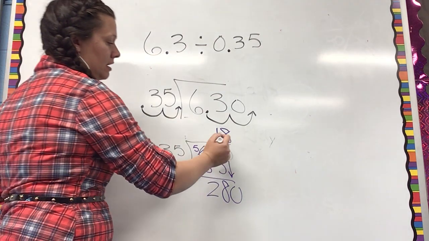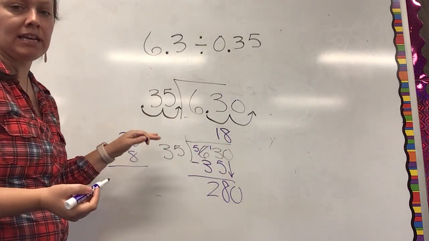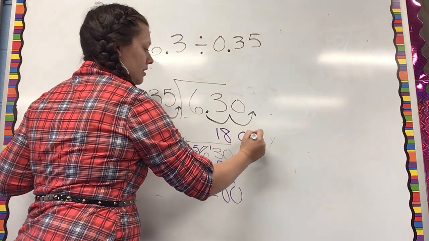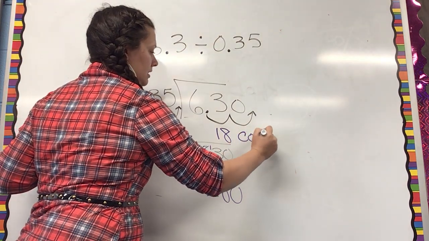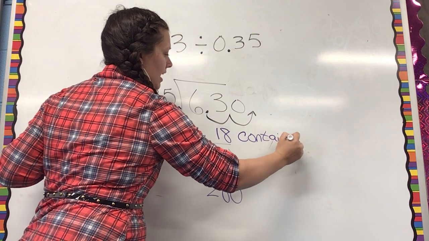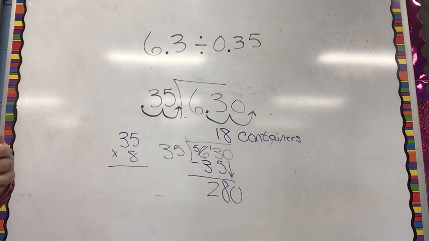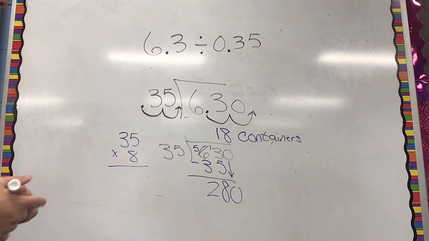Do I have anything remaining? No. So this 18 represents what? 18 what? Dollars. Nope, not dollars. I mean cents. Containers. So she has a total of 18 containers that she filled with these berries. But are they wanting to know how many containers she has? No. They want to know how much what? Money. She gets how much money?